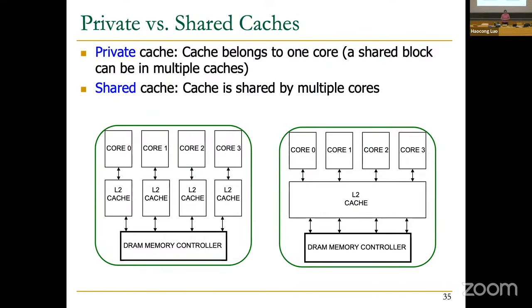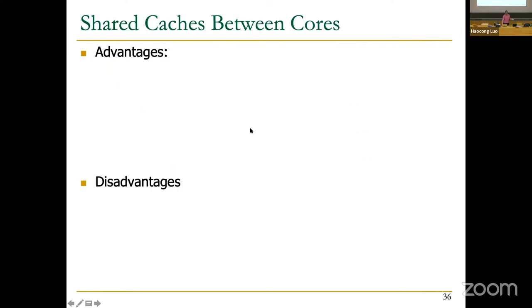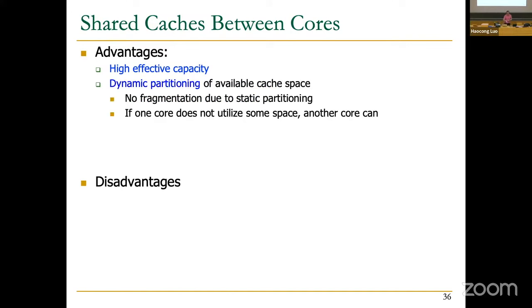Okay, now let's analyze this private versus shared caches from this resource sharing perspective. As I said, private cache belongs to one core, shared cache is shared by multiple cores. So what is the advantage of shared cache? You get high effective capacity. Anyone can utilize this big cache, right? That's good. You don't have this fragmentation inside the cache. Because you dynamically partition the available cache space, there's no fragmentation due to static partitioning. And if one core doesn't utilize some space, another core can. So this is nice, clearly.